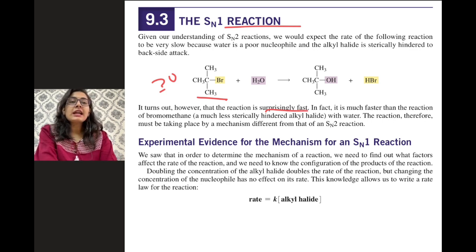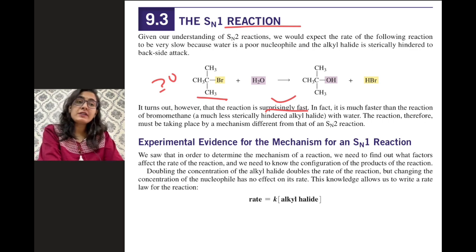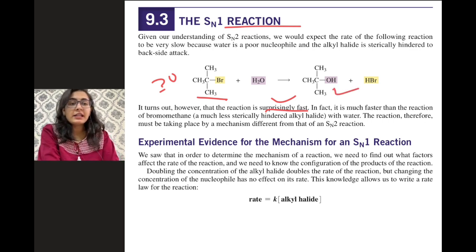That means it is adopting a different mechanism from the SN2 mechanism. This is not the SN2 mechanism, not the backside attack. The water is attacking in a different way and it is also a fast reaction. So how does it go? How does it form the tertiary alcohol, and that also in a fast manner, even if it is bulky? Let's understand that. Experimental evidences for the mechanism of an SN1 reaction.